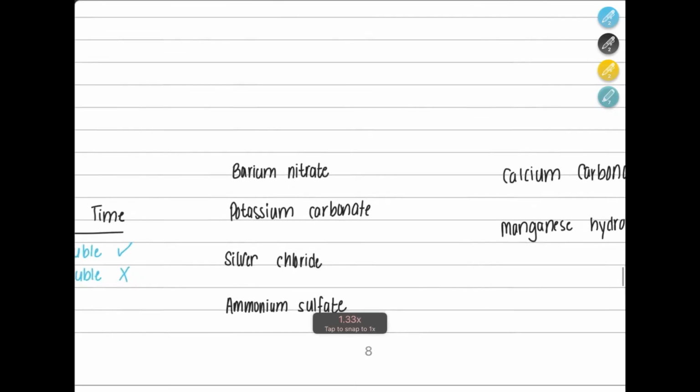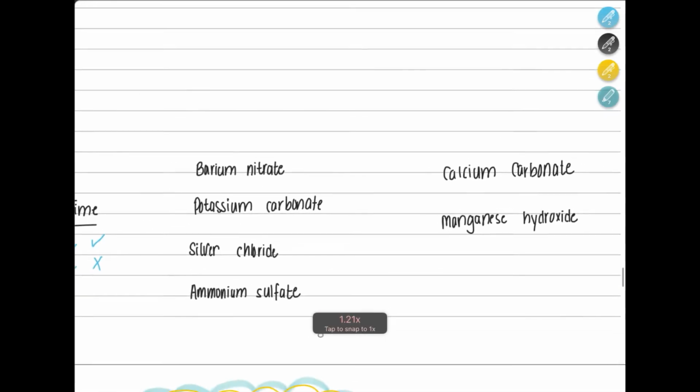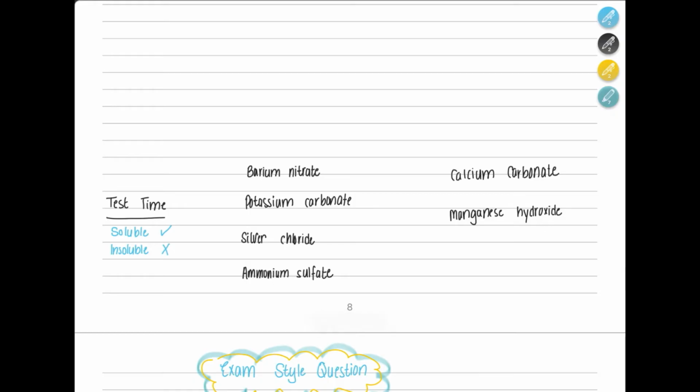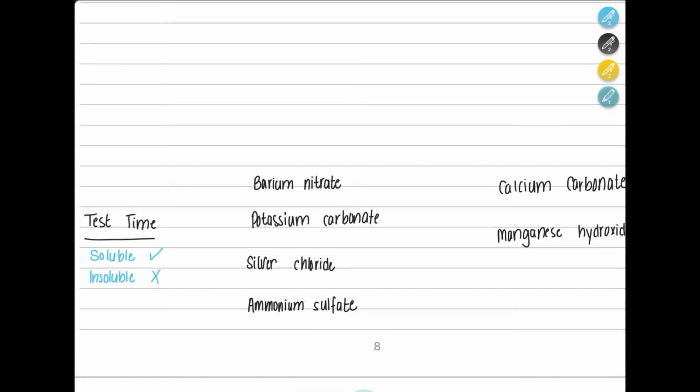Now this is test time. Can you try to identify which of these are soluble and which of these are insoluble? If you are done with this, let's do this now.